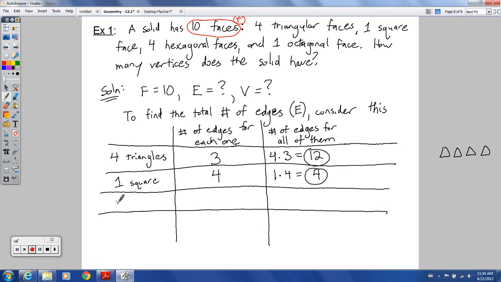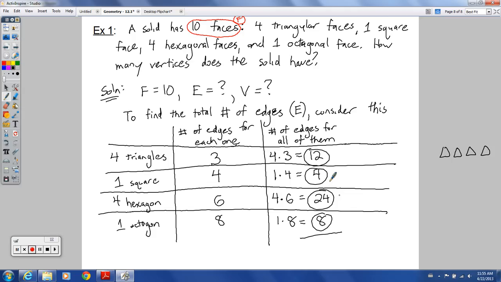So how many hexagons do we have? We have 4 hexagons. And we only have 1 octagon, so we'll put that down here. Number of edges for each hexagon is 6, for each octagon is 8. However, we have 4 hexagons and only 1 octagon. So we have 4 times 6, which would be 24 edges for all the hexagons put together. In the octagons, we'd have 1 times 8, which would just be 8.